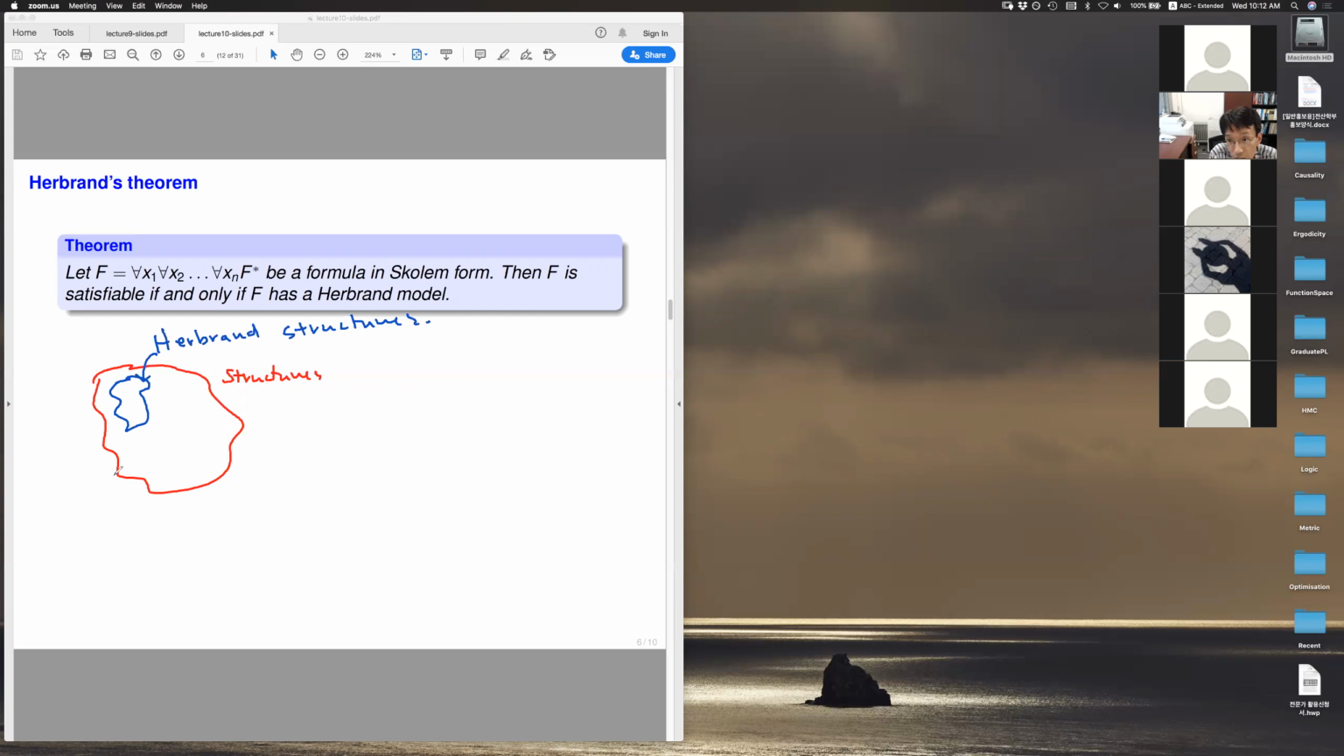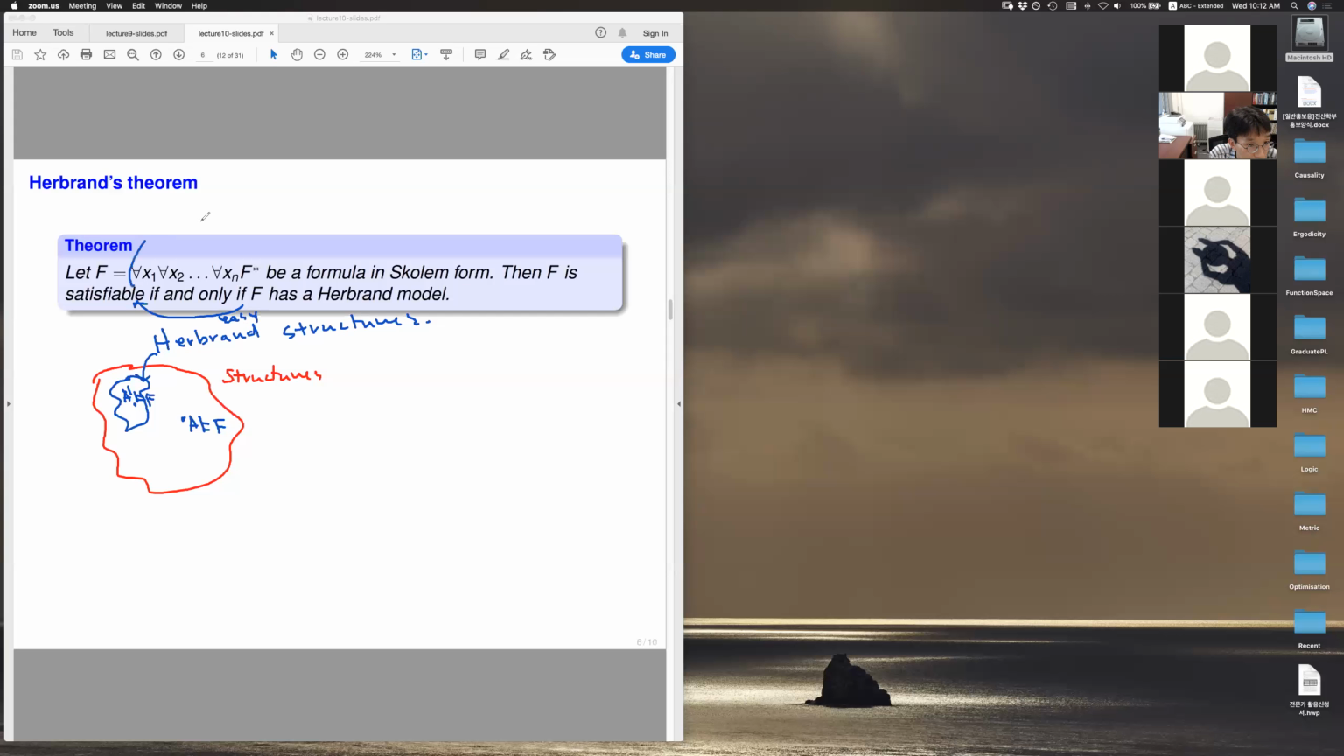So what this theorem says is that if formula F is satisfied by some structure A, then you can always find some Herbrand structure A prime that also satisfies the formula F. Of course, the other direction is quite easy. If some Herbrand structure satisfies the formula, then obviously there is a structure which satisfies the formula, because a Herbrand structure is also a structure. So the direction that F has a Herbrand model implies F is satisfiable is an easy direction, and also not a very useful direction.